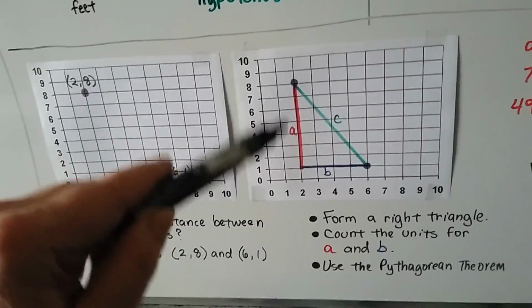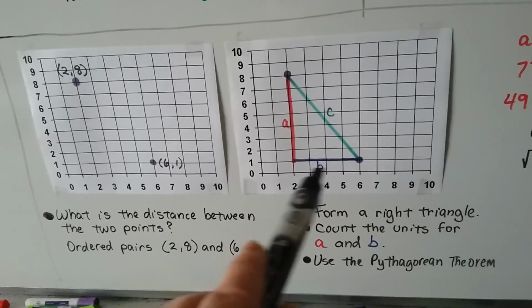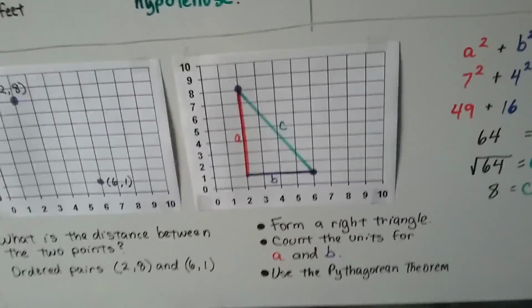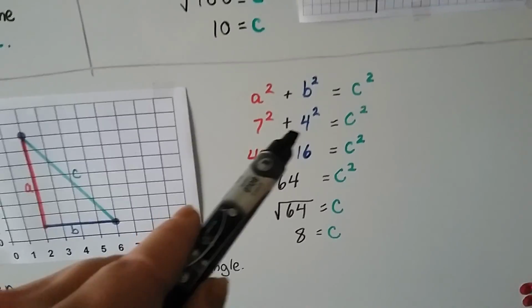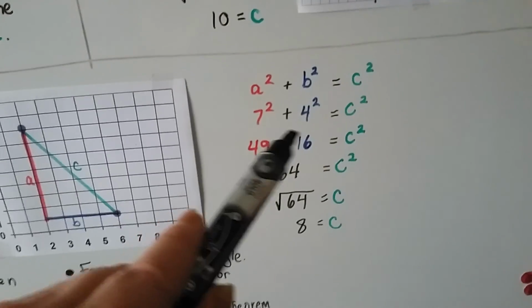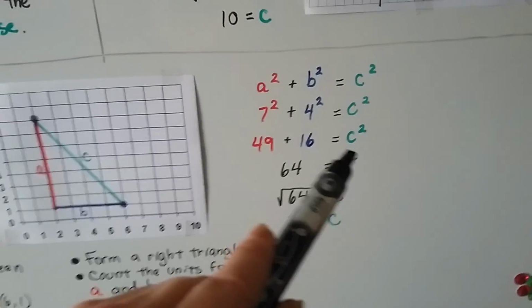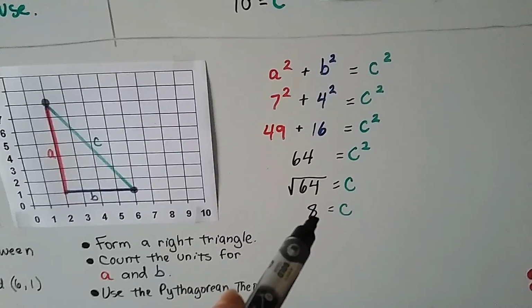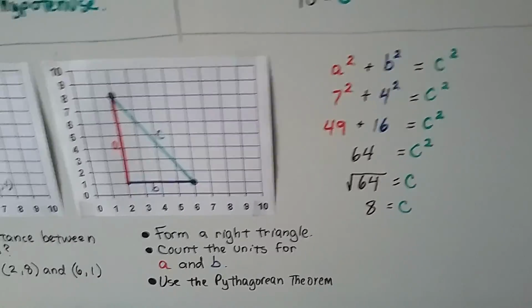We count the units here. There's 7. We count the units here. There's 4. So we know we've got 7 squared plus 4 squared is going to equal c squared. 7 squared is 49. 4 squared is 16. We add these two together and get 65. We remove this 2 exponent by putting a radical sign around the 65 and finding its square root, and we get about 8. So we know the distance between those 2 points is about 8. See?